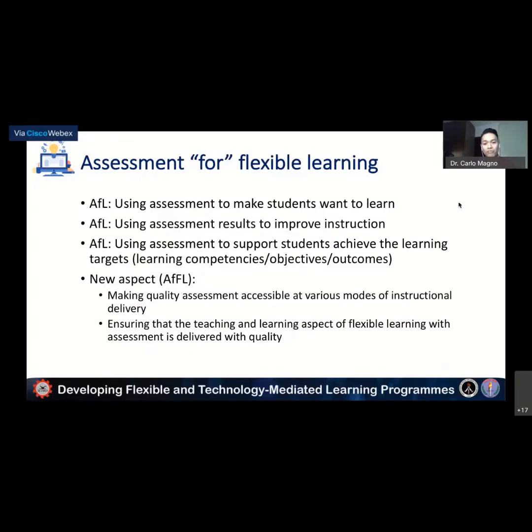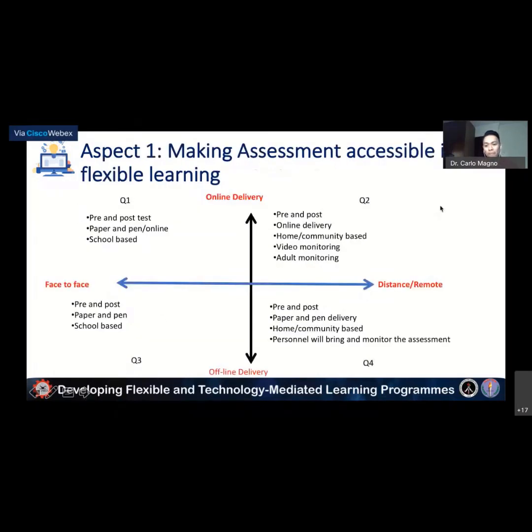The second is, we have to ensure that the teaching and the learning aspect of flexible learning will have to include assessment, and the assessment is delivered with quality. Meaning to say, there should be various stakeholders involved so that we can see results of assessment, so that assessment becomes usable. Now, we have adopted our original two-dimensional framework on assessment for learning. And how do we now plug in practices on assessment for flexible learning across the four quadrants? Let me focus on the second quadrant and the fourth quadrant.